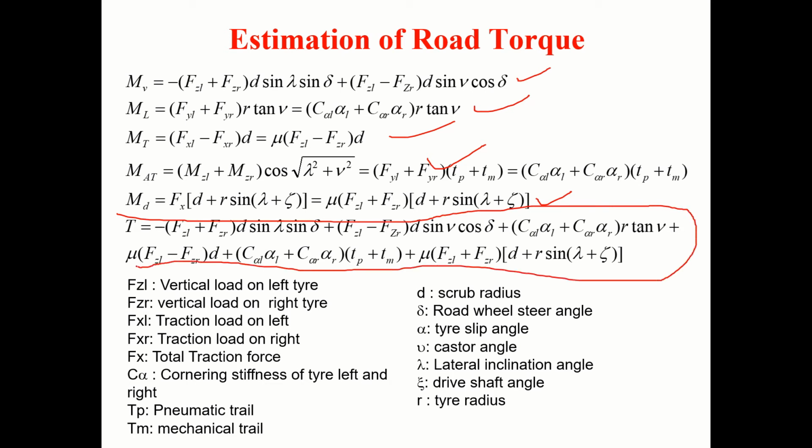And one more thing here, the lateral force I have written as tire stiffness, or you call it the cornering stiffness of the tire. So lateral force divided by tire slip angle will give you C alpha.